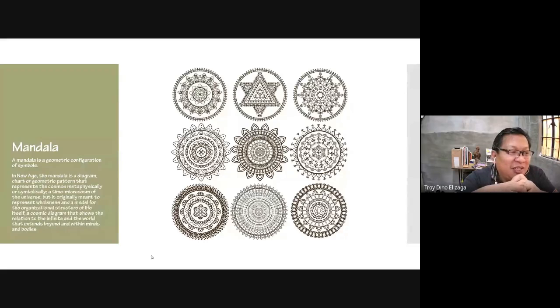So in the New Age, the mandala is a diagram, chart, or geometric pattern that represents the cosmos metaphysically or symbolically, at times microcosms of the universe. But it originally meant to represent wholeness and a model for the organizational structure of life itself. So a cosmic diagram that shows the relation to the infinite and the world that extends beyond and within minds and bodies. Okay, so that's deep.